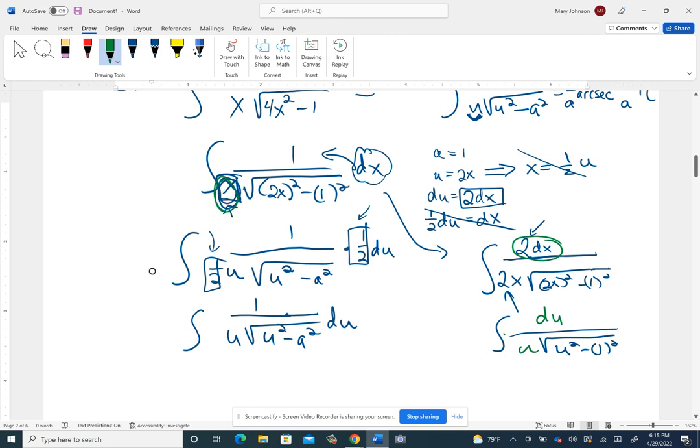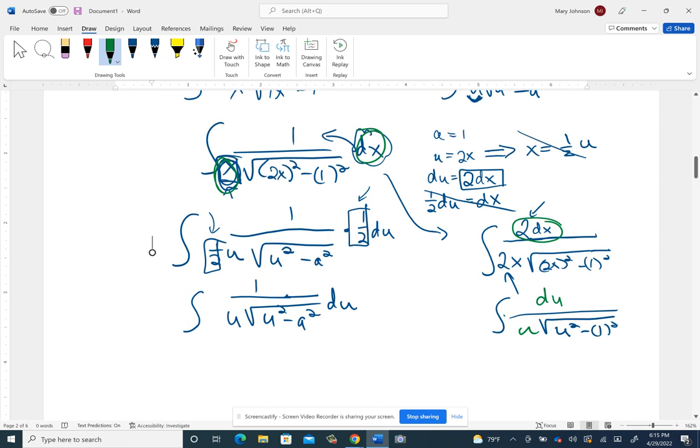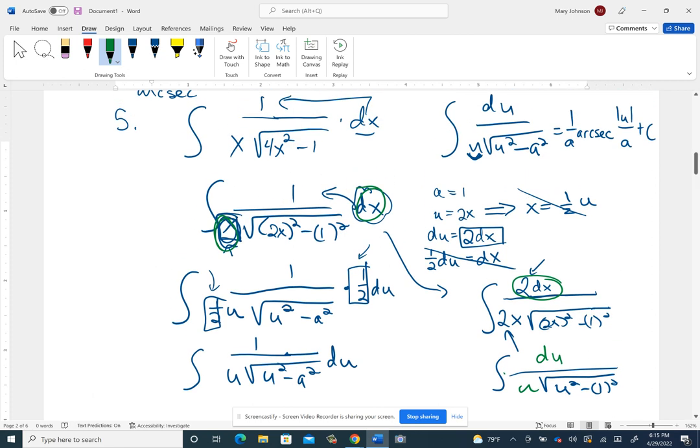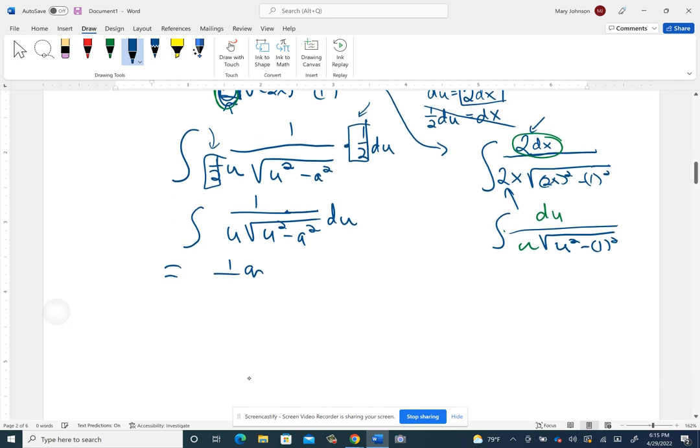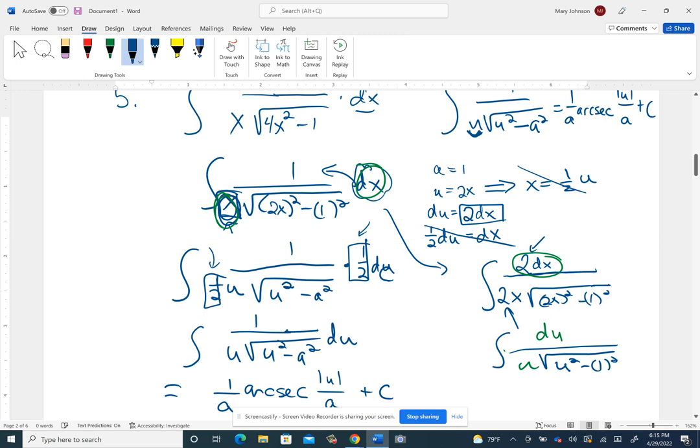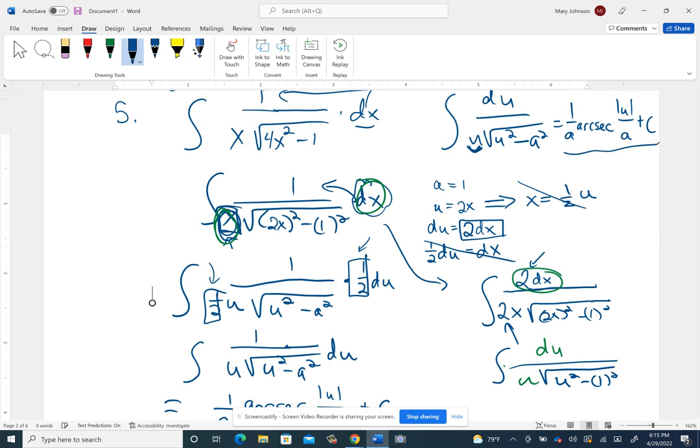It's this x right here and this dx that have to be switched to u's. All right. Now, once you get it all switched, you know what the formula says. It's basically in the form it needs to be in. So the formula says this would equal 1 over a arc secant, then it's going to have the u divided by a, and then plus c, right? So it's just that formula right there exactly.